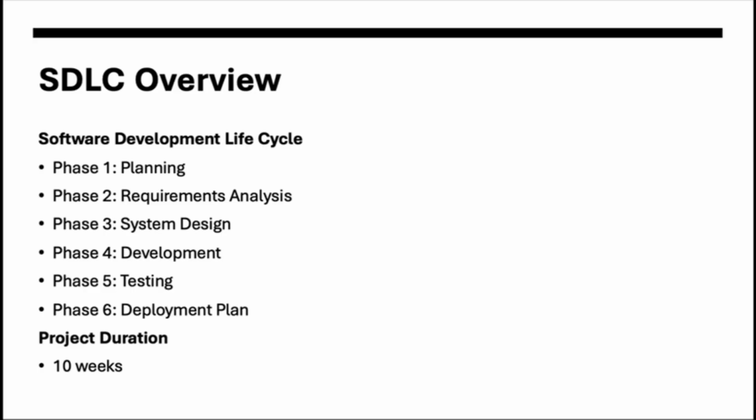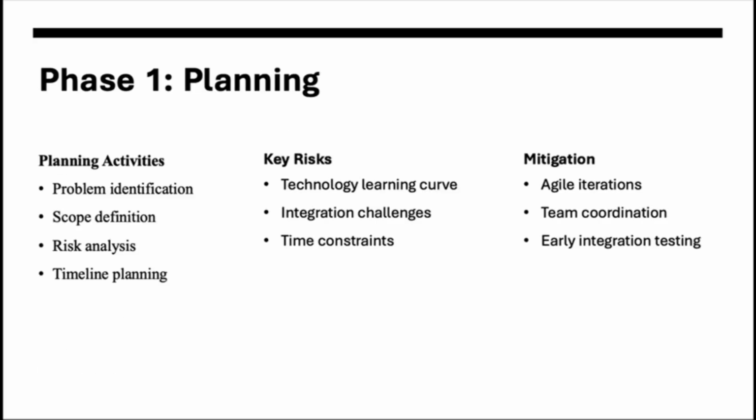Our project follows the SDLC phases required in SW307, from planning to deployment planning. For each phase, we produced clear outputs such as requirement documents, design decisions, implemented features, and testing results, allowing us to demonstrate the full software lifecycle.